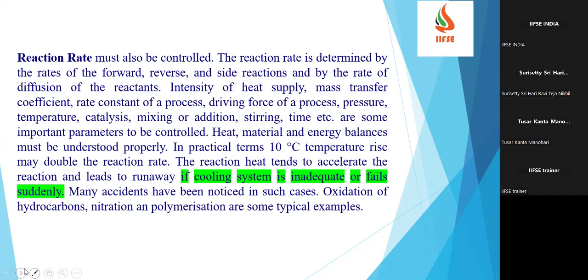In practical terms, a 10-degree temperature rise may double the reaction rate, and the reaction heat tends to accelerate the reaction and leads to a runaway if the cooling system is inadequate or fails suddenly.